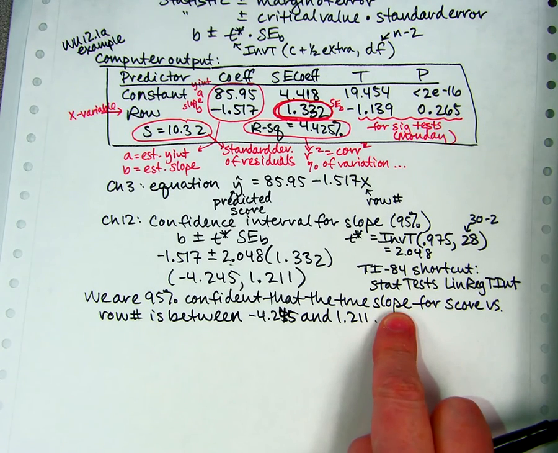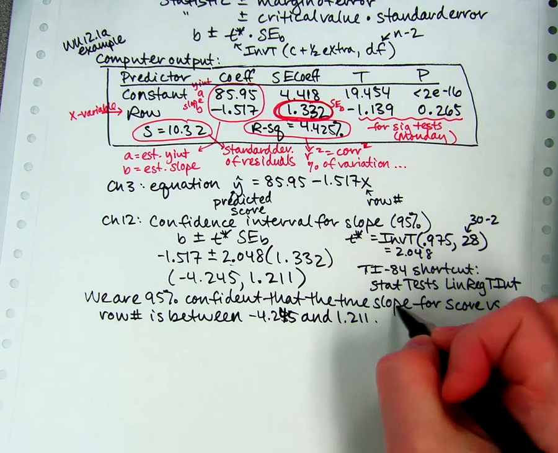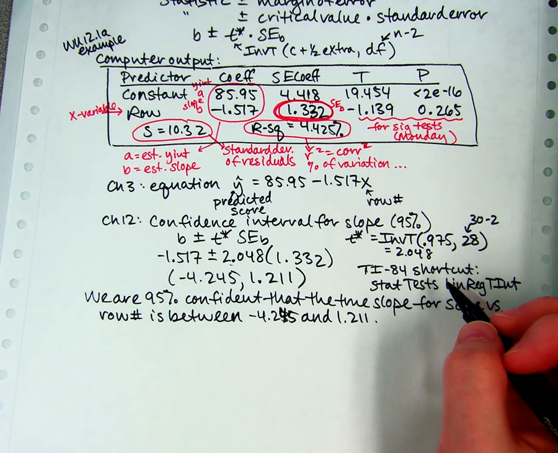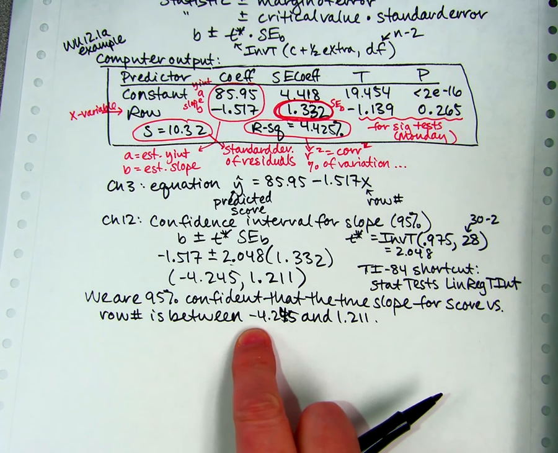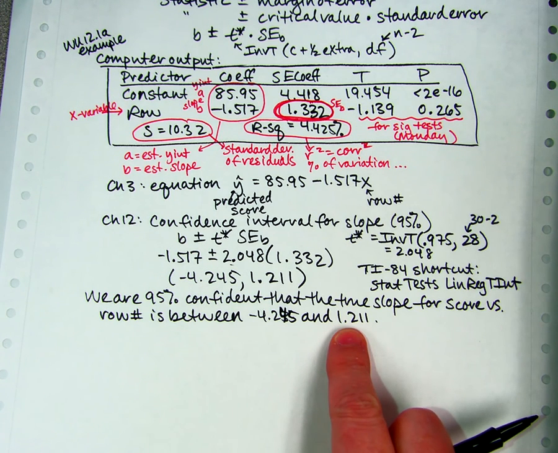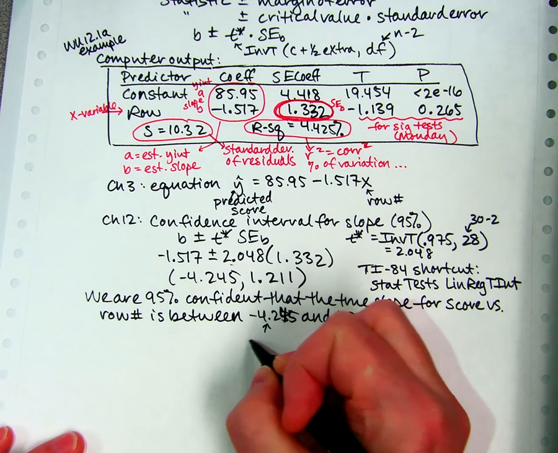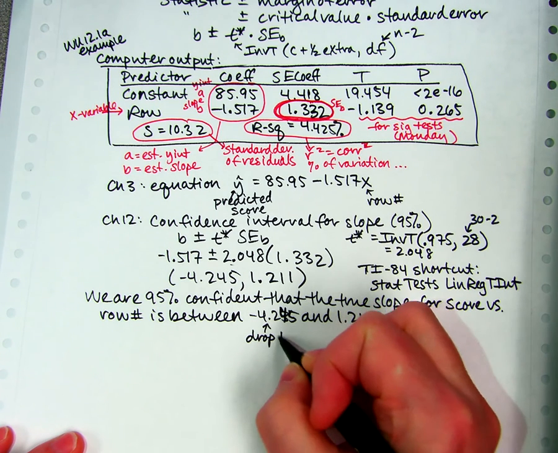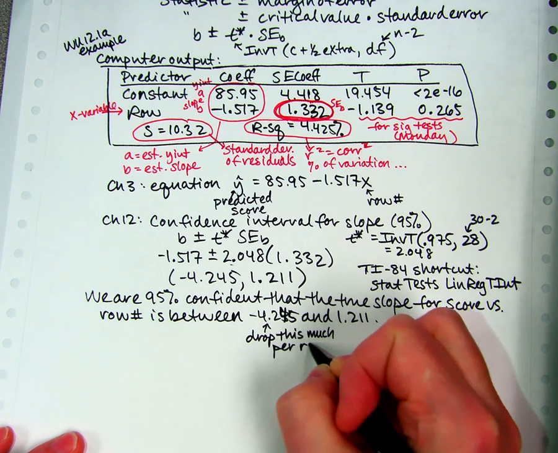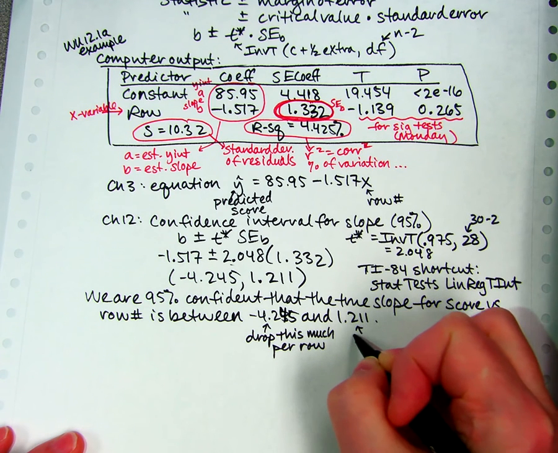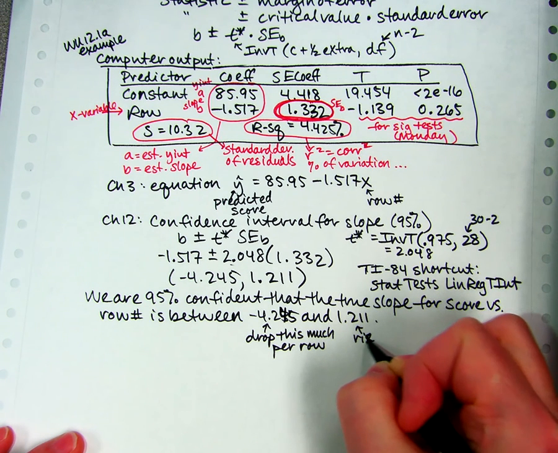Remember, we interpreted it in the warm-up, the last lesson warm-up, as saying that this is how much scores drop every time you move a row back, except this is how much they go up, and this is how much they drop. They might drop by up to 4 points, or they might rise as you move further back in the room by as much as 1.2 points. So that's interesting. Drop this much per row, or rise or add to this much.